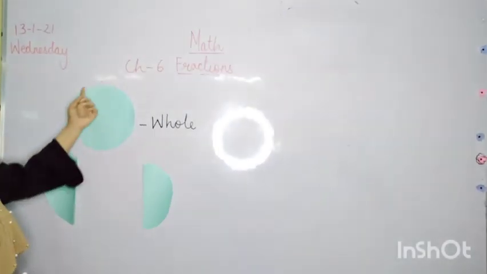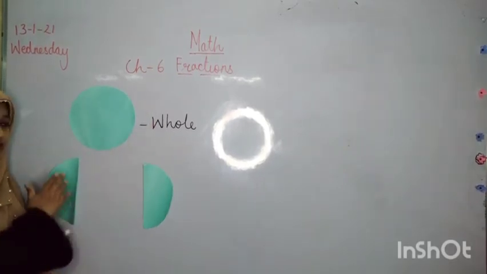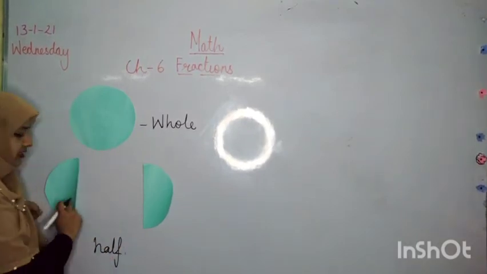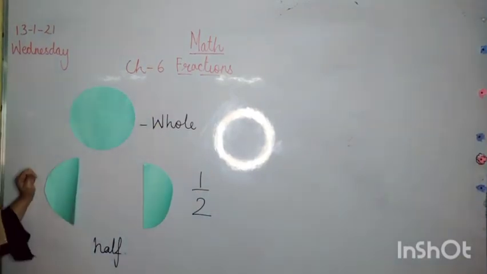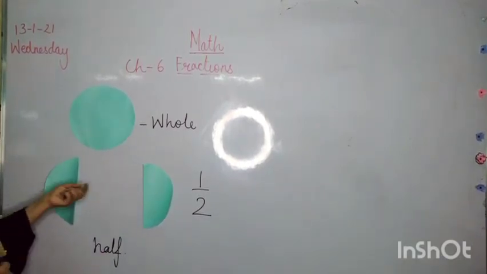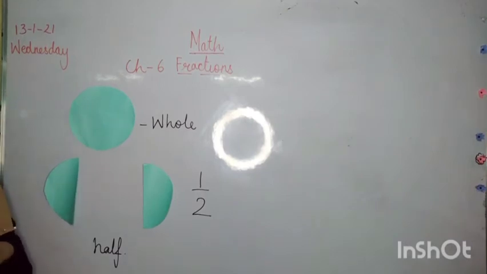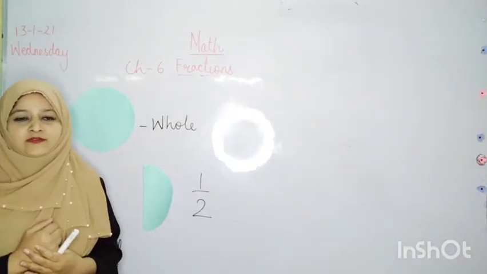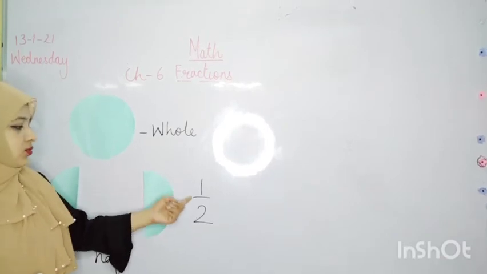So, as you can see, first I had one big circle, one whole. Now I have two halves, two equal halves. This is written as 1/2. 1/2 means half. This is the way we get half from one object. Let it be any number of objects, or let it be any number, we can get half of that number or half of those objects. And half is written as 1/2.